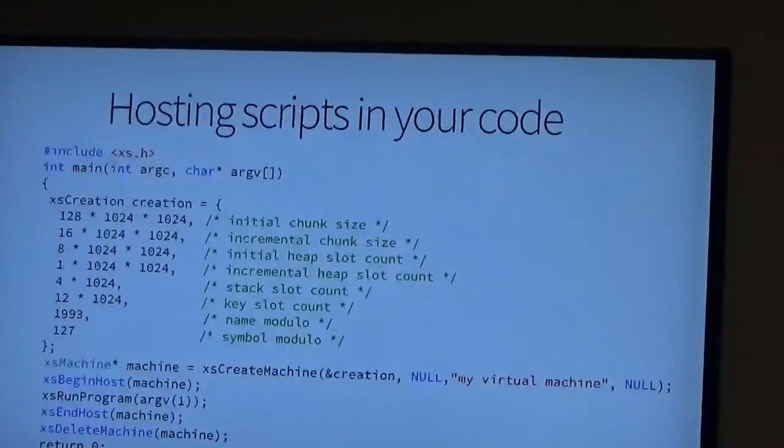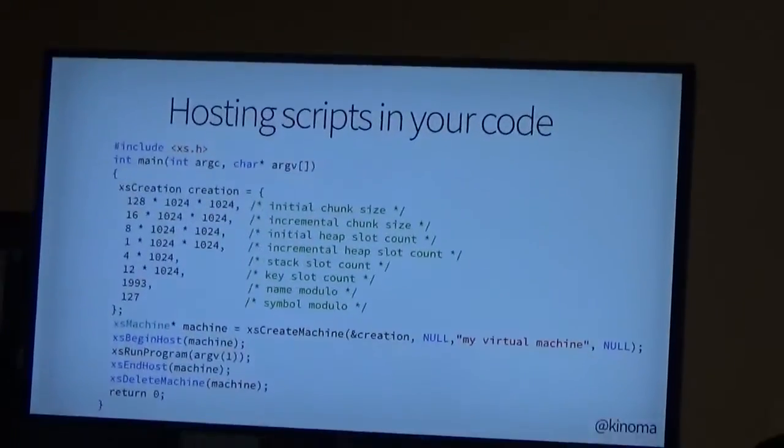And basically what you do, again, without going through every line, is you set the parameters for the virtual machine, how much memory it should use. This is actually a little on the big side, but it works. You say create a virtual machine. You say, okay, begin host, which means I'm going to start running a script. In this case, we call a function called run program, which loads a script from source code off of a file and compiles it to bytecode and sticks it in the VM, and then it calls it and just executes it. So that hello world will trace out to the console after that, and then we tear everything down, right? End host and delete machine, and that's it.